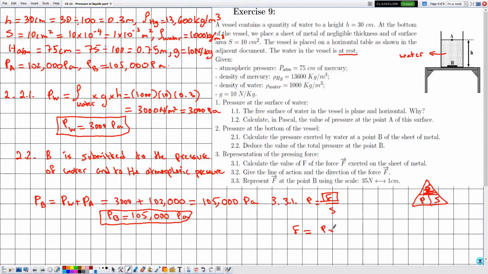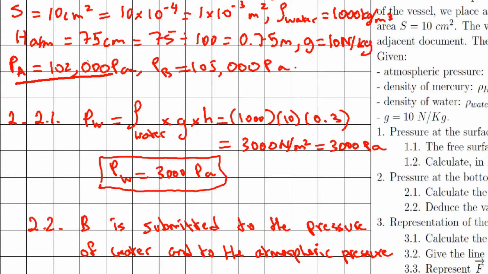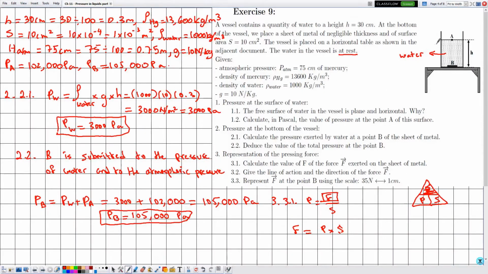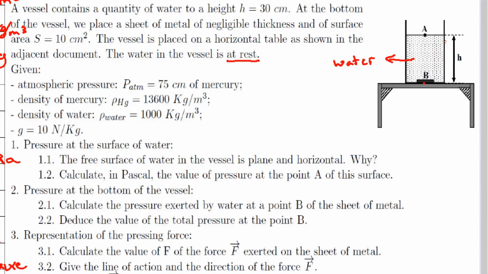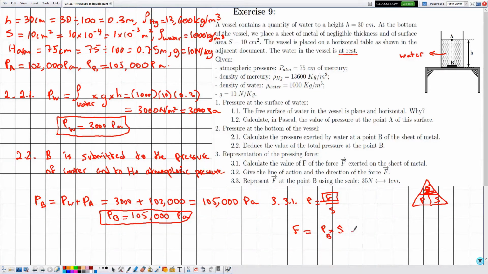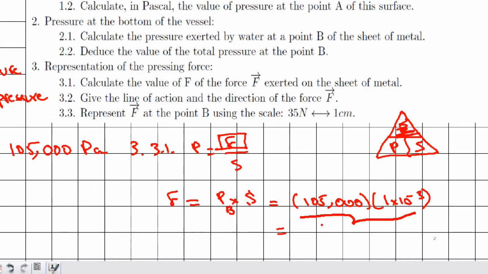P multiplied by S. Now here we have two pressures. We have the pressure at the point A and the pressure at the point B, but notice that we are determining the magnitude of the force exerted on the sheet of metal, and on the sheet of metal we have the point B and not the point A, so it's the pressure at the point B. Now the value of the pressure at the point B is given by 105,000, and the value of S in the SI is given by 1 times 10 to the power minus 3. So plugging this on the calculator, then the value of F is given by 105.